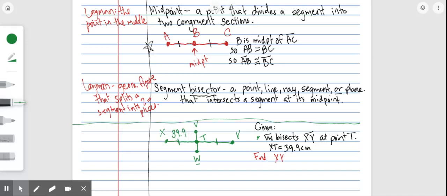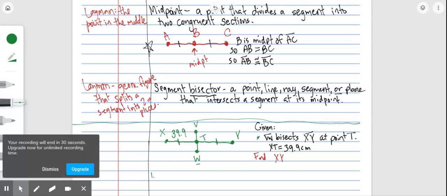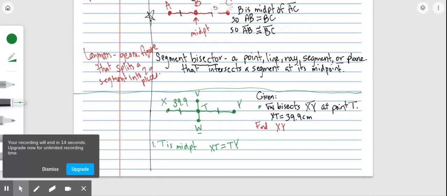It also says that XT is 39.9 centimeters, so I'm going to label that on my drawing too. As you learn things from the given information, start labeling your diagram. It will help you along the way. The first thing that I know is that T is a midpoint because of the bisection, so XT equals TY. The second thing that I'm going to do is to find XY. I know that XY equals XT plus TY because of the segment addition postulate from earlier. Then I can plug in my numbers.